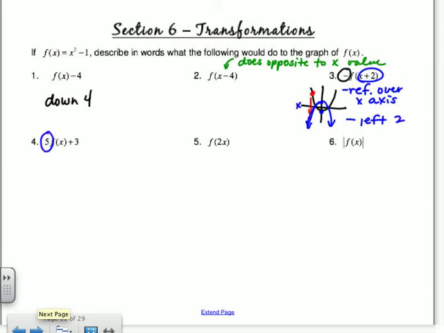Okay, number 4 involves what we call a stretch or compression. Since it's outside, it does exactly what you think. So I would think if you're multiplying your y values by 5, they're getting bigger. So you're stretching vertically. So number 4 is a vertical stretch by 5, and then it's going up 3.